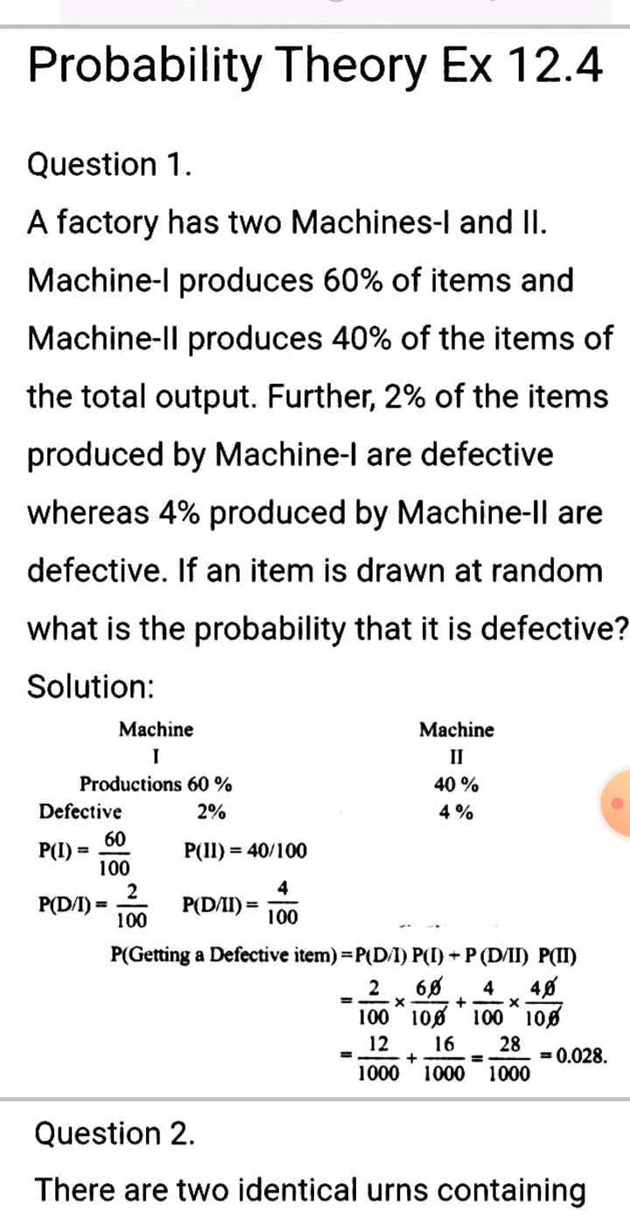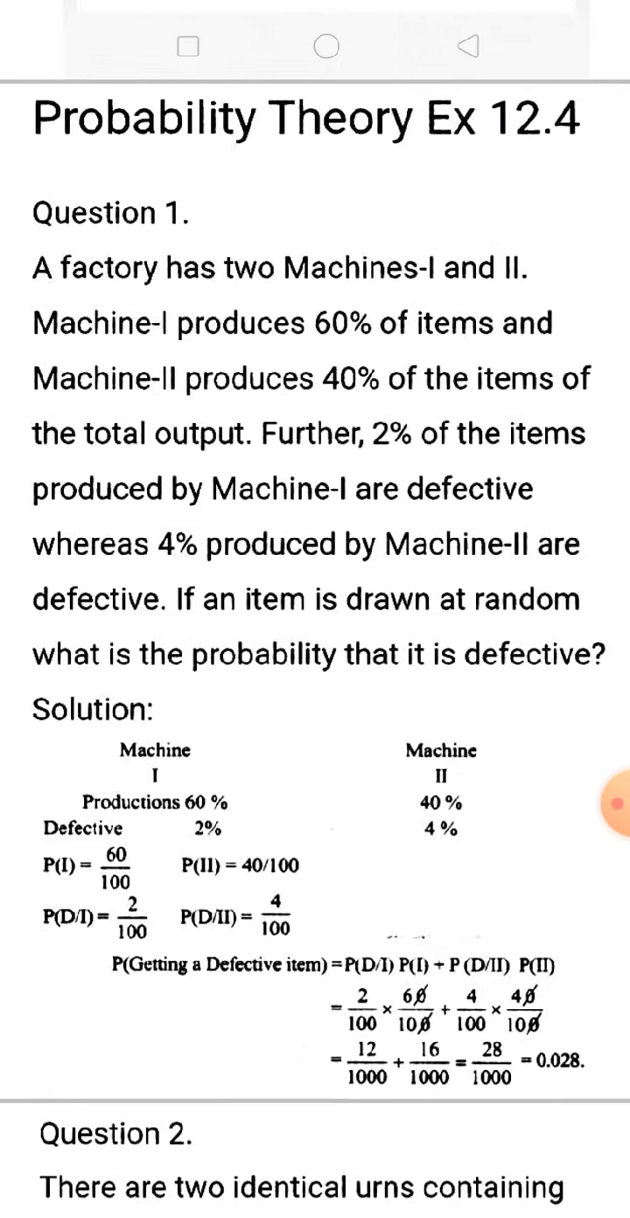So first try to understand the question. What is in the question? There are two machines. Machine one produces 60% of items, and in that 60%, 2% are defective. Machine two produces 40% of items, and 4% are defective. So what is our question? If an item is drawn at random, what is the probability that it is defective?